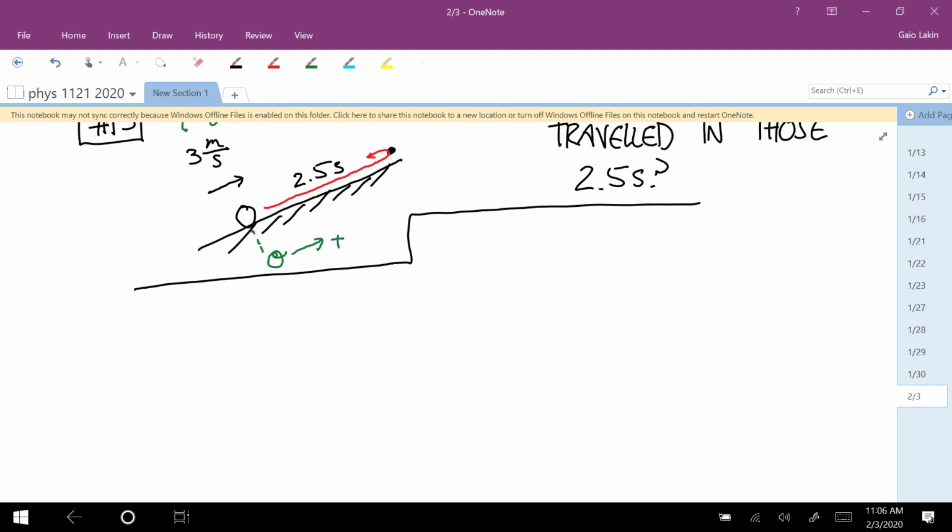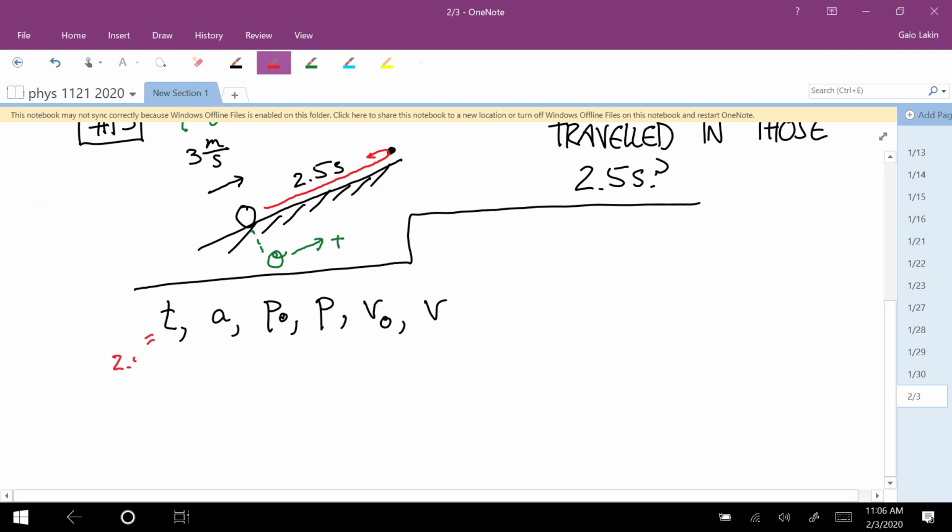And now we can start to fill out what we know about these variables: time, acceleration, p0, p at time t, v0, and v at time t. Well, time t is when it reaches the highest point. We're choosing that as our time t because these choices of time equals zero and time t are always based on where you have information and where you're looking for information. So this we know is 2.5 seconds.